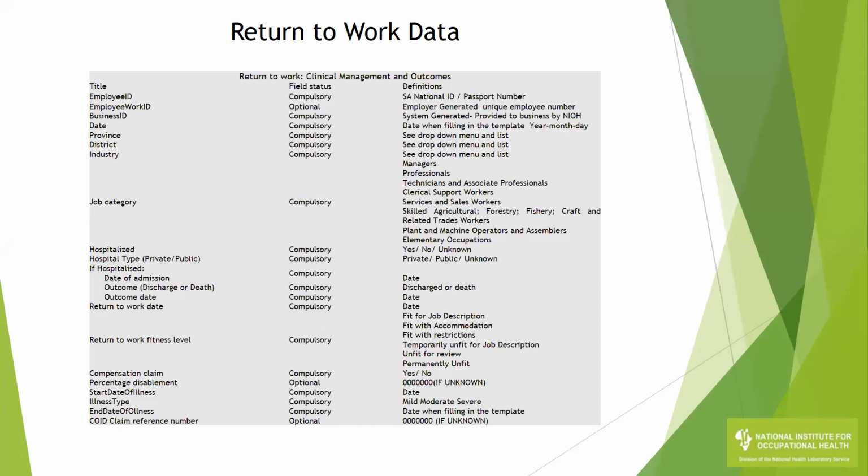So you have to select private or public or unknown. And then the next part of it is also very critical. We want to know the date of admission, outcome, whether the person was discharged or the person died, also the outcome date. But bear in mind that this section is only applicable to you if you had answered yes for hospitalization. If it's unknown, then you can submit the sheet without having to fill this section out. If you had said yes on hospitalized, then this field becomes mandatory to fill in.